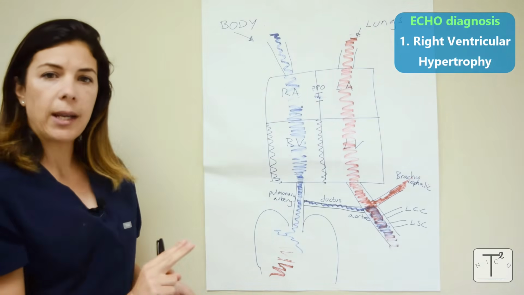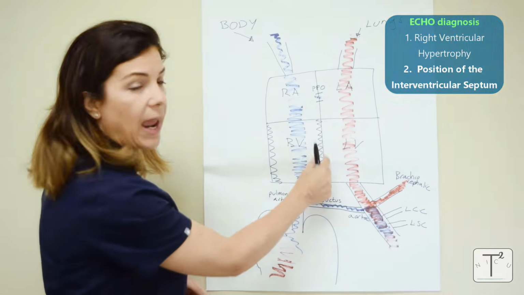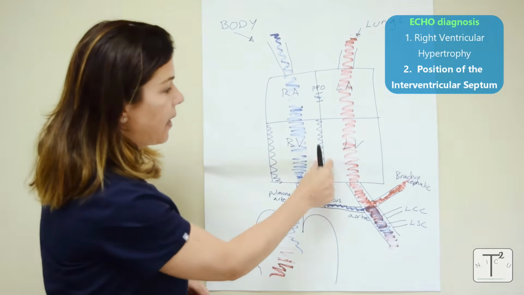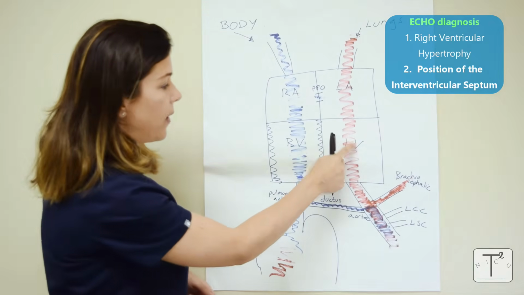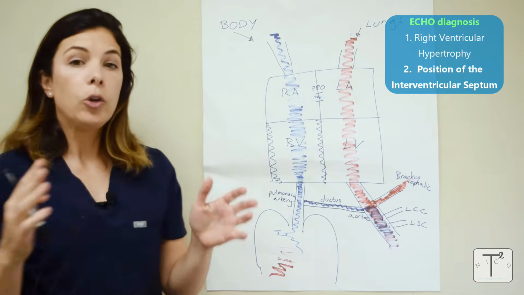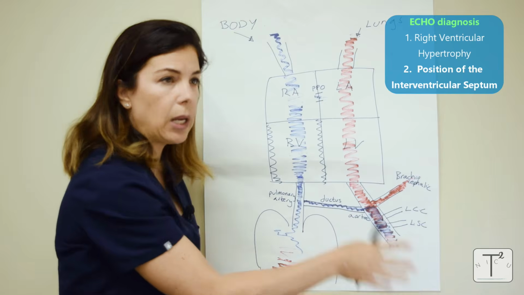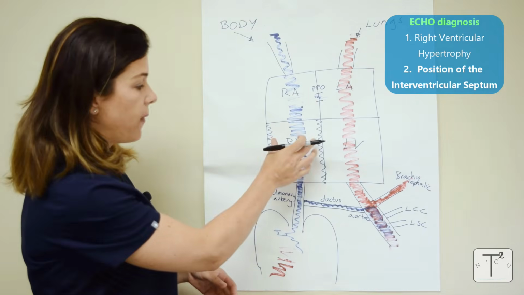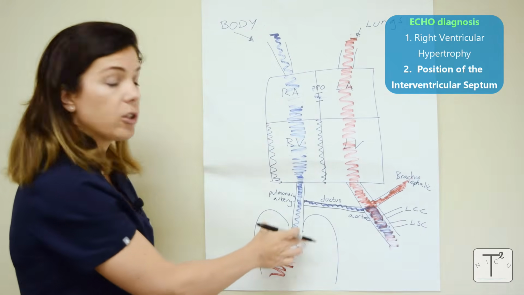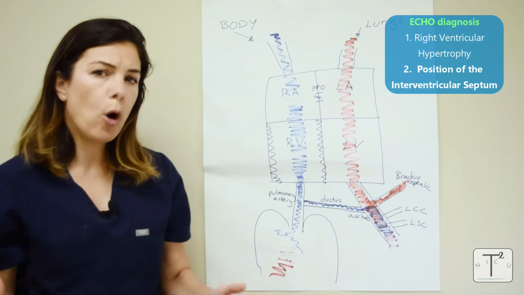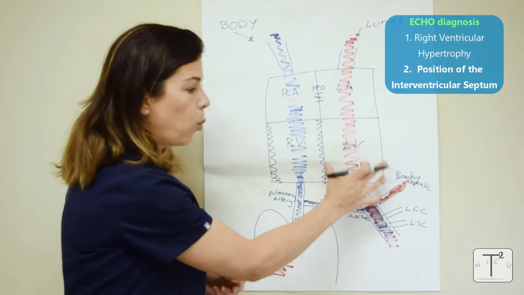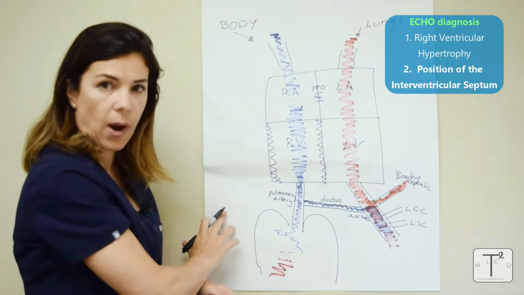The second one is, where is the position of the intraventricular septum? So the septum is the wall between the left ventricle and the right ventricle. Normally, the left ventricle is pumping blood to the entire body, and the right ventricle is pushing the blood towards the lungs. So normally, the left ventricle is working a lot harder than the right ventricle.